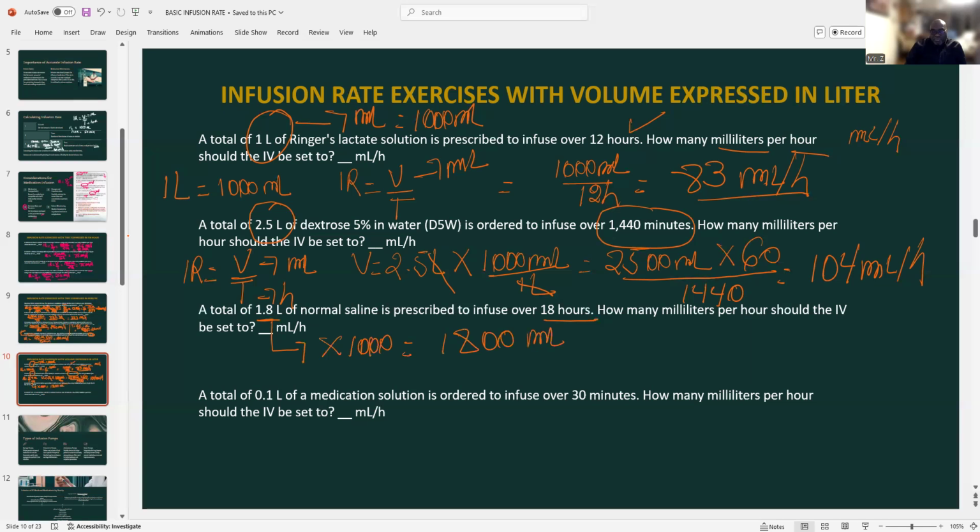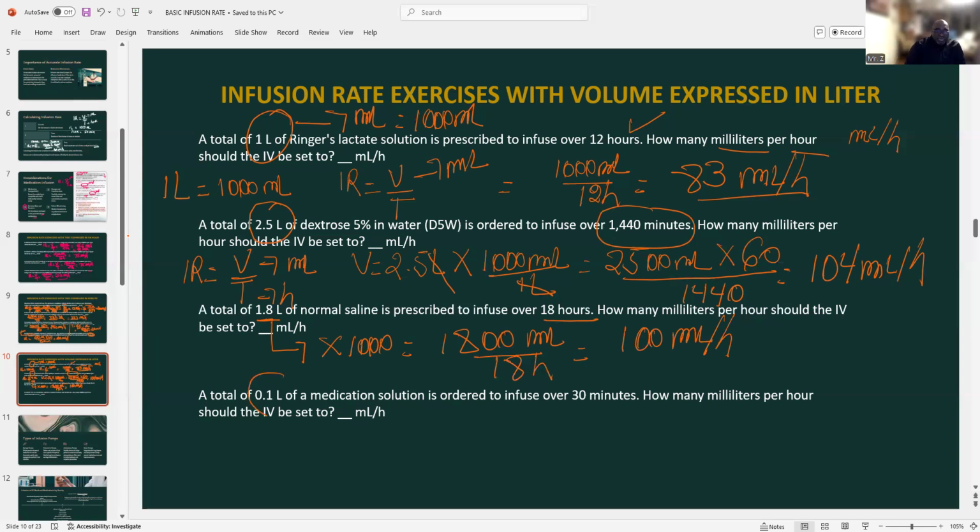All right, so your infusion rate, you gotta divide the volume by time. Your time must be in hours. My time is already in hours. So once you do that, you will have 100 milliliter per hour. So basically, you have to pay attention as you work on those exercises because for milliliter per hour, your time must be in hours and your volume must be in milliliter. Look at the last one.